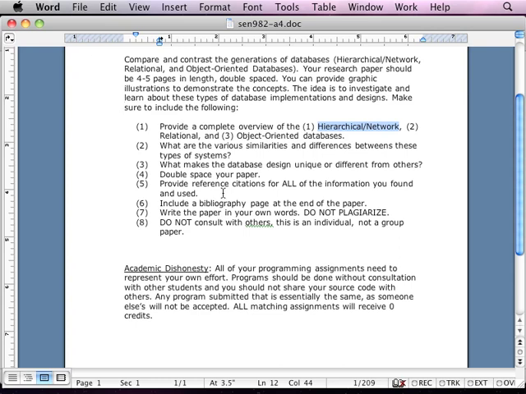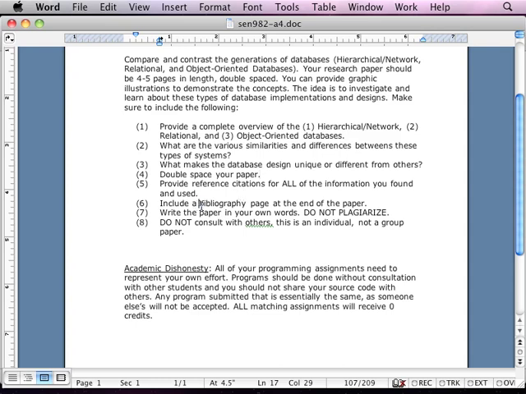So what are the various similarities and differences between these different types of systems? What makes the database design unique or different from another? You don't have to answer these questions. You're writing this in the form of a paper. So don't go, number one, number two. No. Put all this stuff together in a paper.